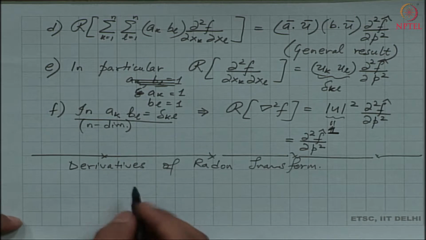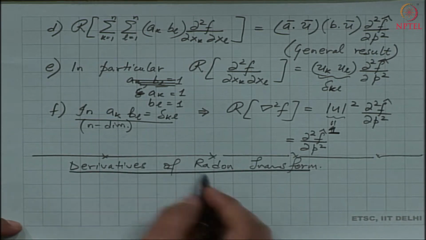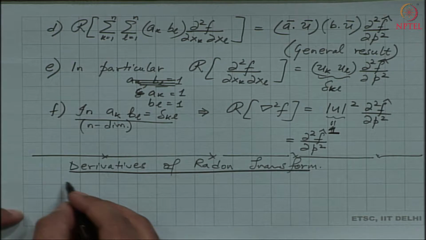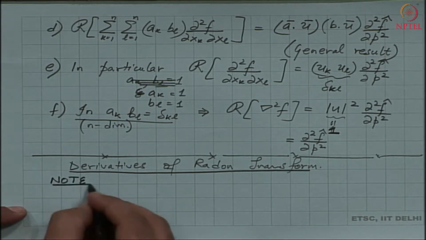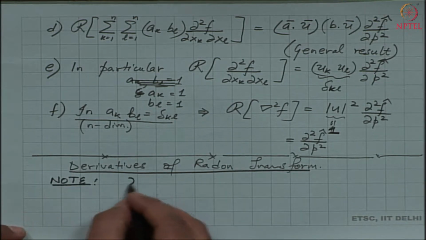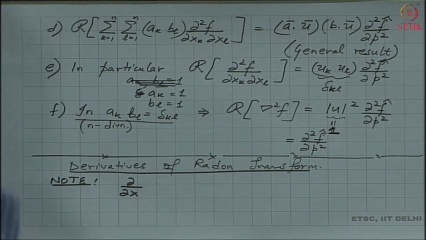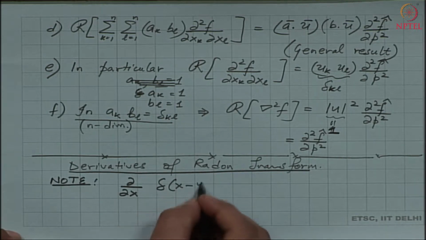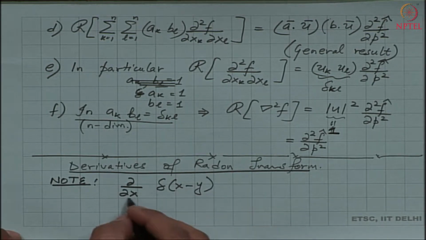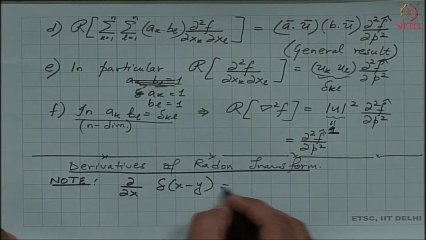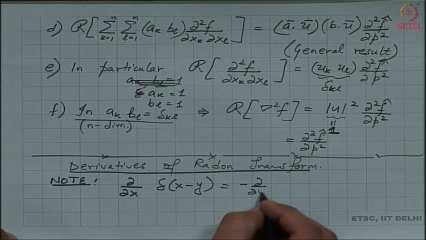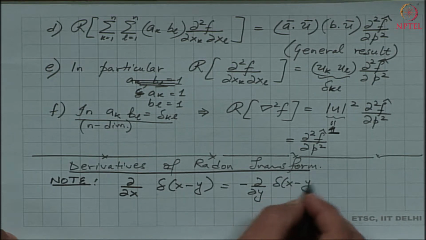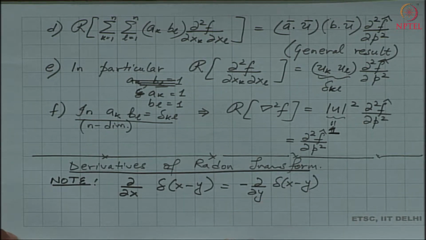Before I move on to describe more properties of derivatives, note the following property of the delta function. The derivative of the delta function of x minus y, if I were to differentiate with respect to x, is also equal to negative the derivative of the delta function with respect to the other variable. That follows from the definition of the delta function in the generalized sense.